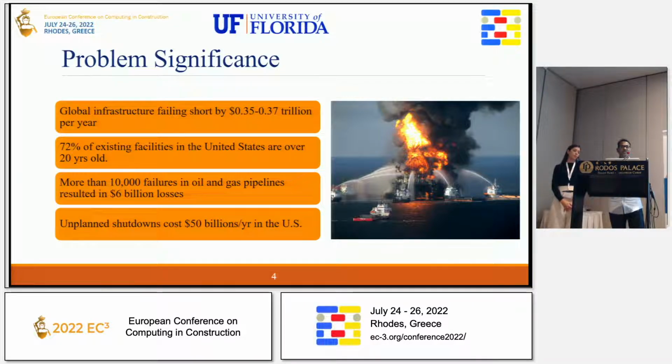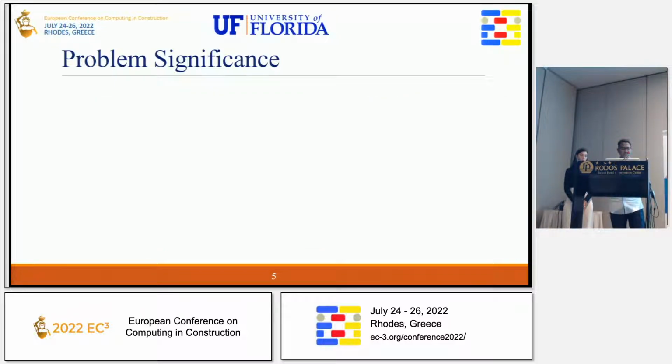So it is very difficult to replace these existing sites with new sites, and there have been more than 10,000 failures resulting in $6 billion in financial losses. This has resulted in unplanned shutdowns of all the industries, which has cost $50 billion per year. If we look at the statistics, it's quite a huge loss, so we have to prevent such failures in oil and gas industries. We have found a solution that can help prevent such losses.